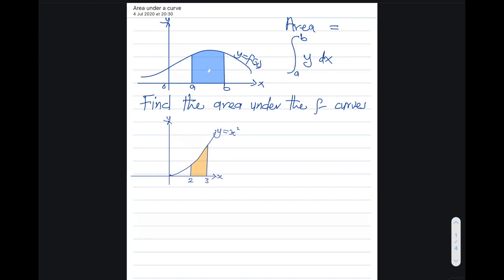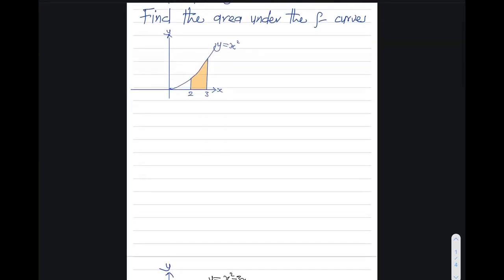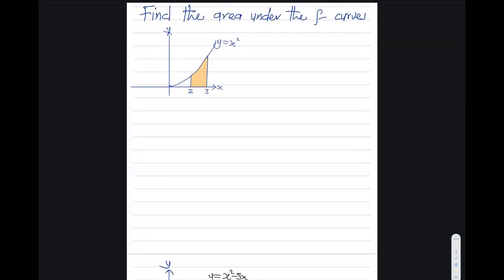So all that we need to do is to integrate the curve from A to B, and then we are done. Let's solve some examples to appreciate what I'm talking about. We have this curve y is equal to x squared, and we are supposed to find the area of this shaded region. First we will integrate from 2 to 3 of the curve, which is x squared. That would mean that we will get x cubed over 3, integrating from 2 to 3.